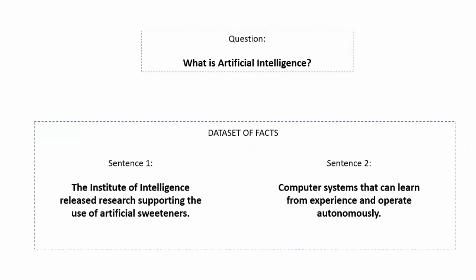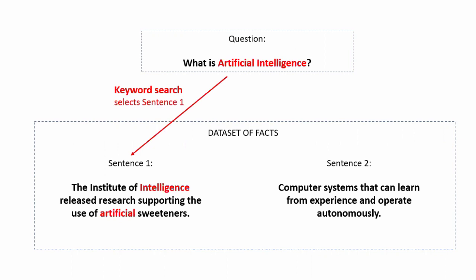If you had a data set of facts and you wanted to search that data set for sentences that could potentially answer the question, what is artificial intelligence? Traditionally, you would use keyword search. And keyword search would yield the first sentence, which is the Institute of Intelligence released research supporting the use of artificial sweeteners. Now, this has nothing to do with the question being asked, but the reason why it's delivered is because it has 2 words in common compared to sentence 2 that doesn't have any words in common.